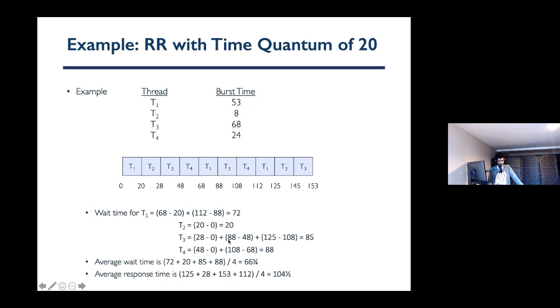Okay, so as I was saying, response time is easier to see, right? So T3, for instance, is done at time 153. So that would be T3's response time. And T4 is done at 112. And then we divide by 4. And that gives us the response time.